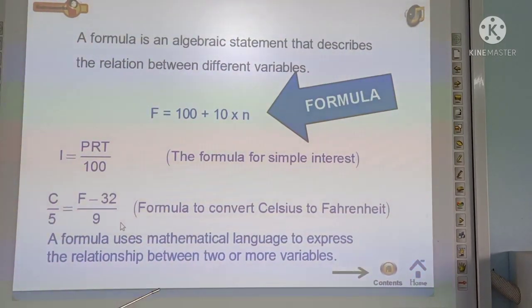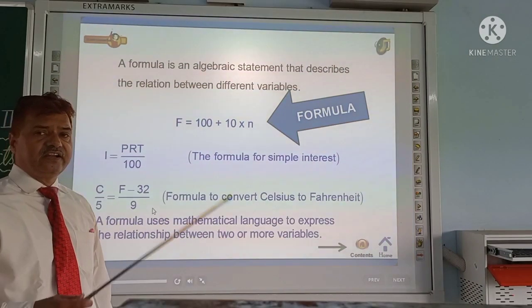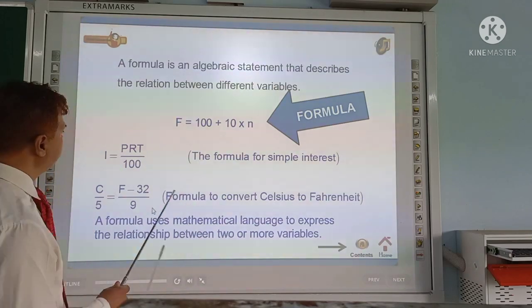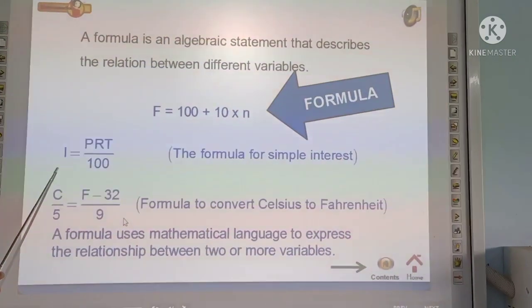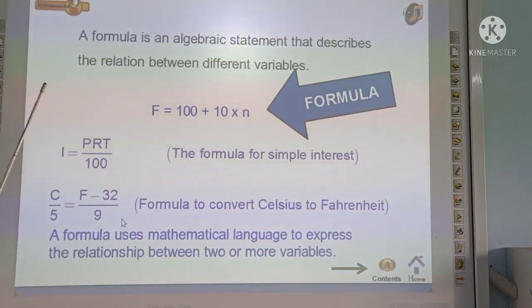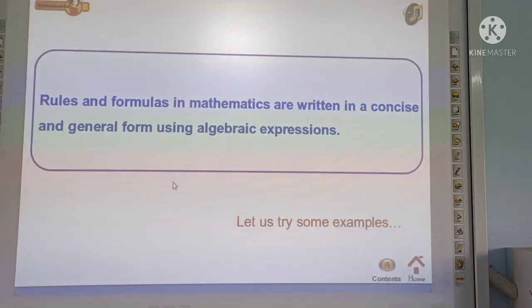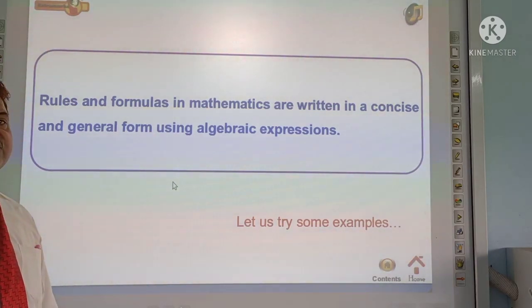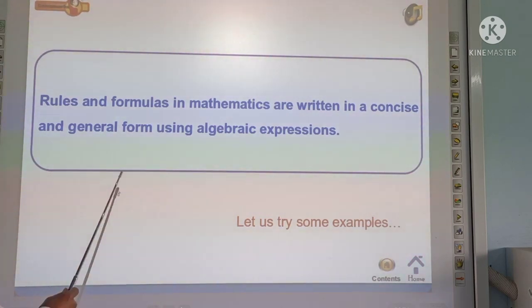These are the formulae which were learned in previous classes: interest = PRT upon 100, and C upon 5 = (F − 32) upon 9. Rules and formulas in mathematics are written in a concise and general form using algebraic expressions.